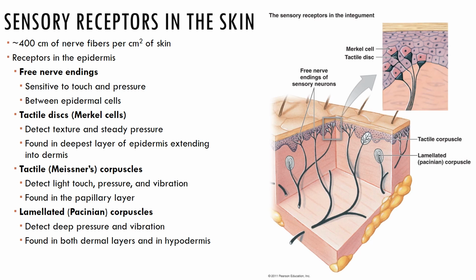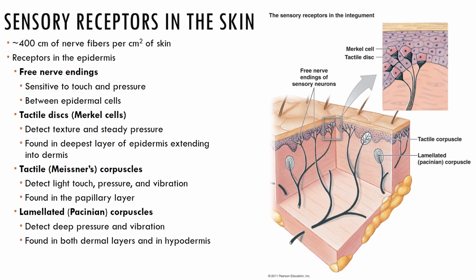Now, there's many sensory receptors in the skin. We have free nerve endings, Merkel cells, Meissner's corpuscles, and Pacinian corpuscles. And each of these receptors will respond to different types of touch.